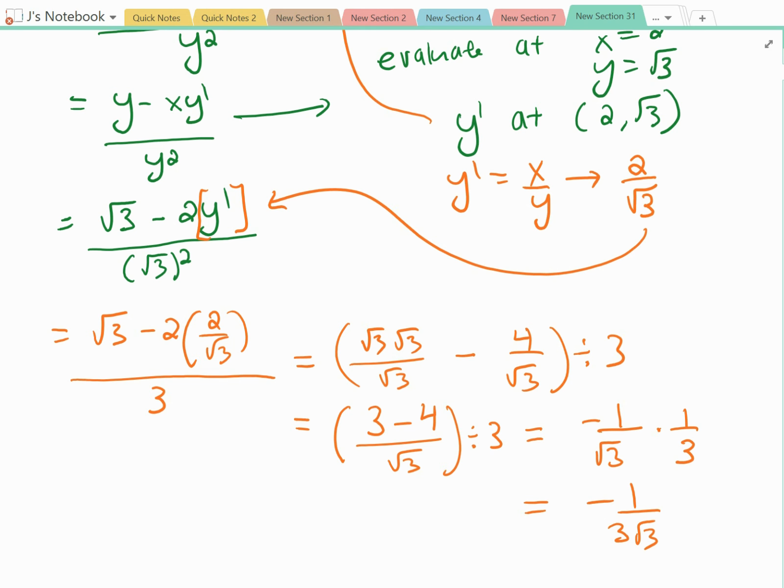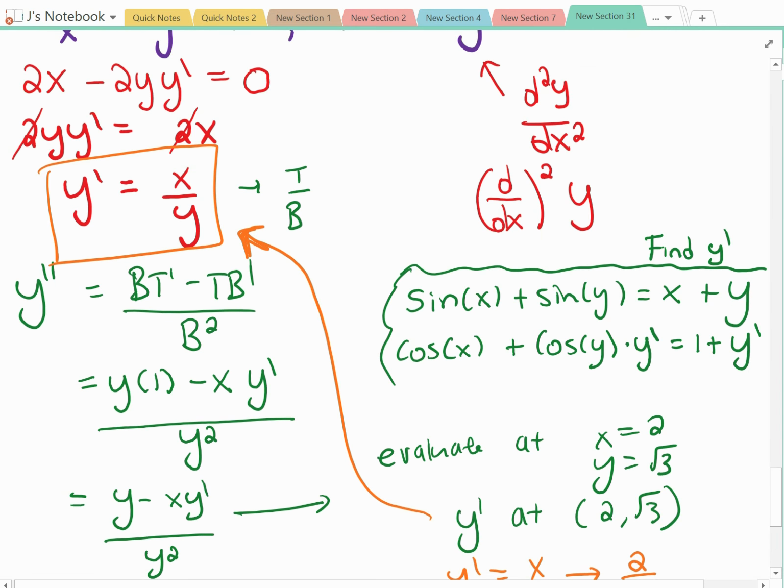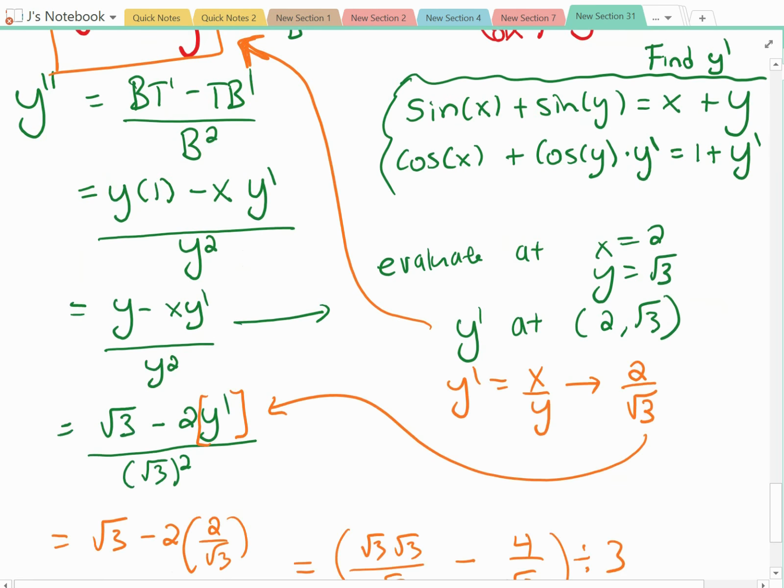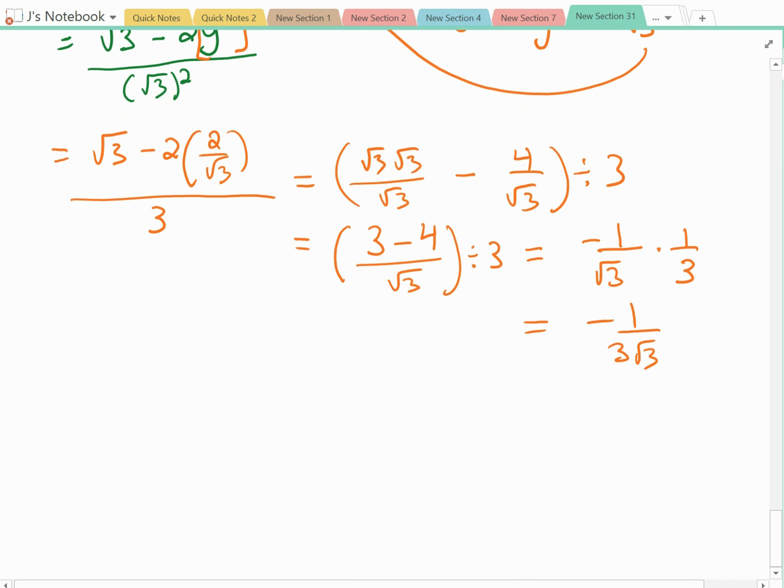Well, I can do it a different way too. There's a second way to do this. That's when you had, before we took the second derivative, actually, before we simplified it, you had y prime is equal to x from there. When you tell me to do this one, y times y prime.